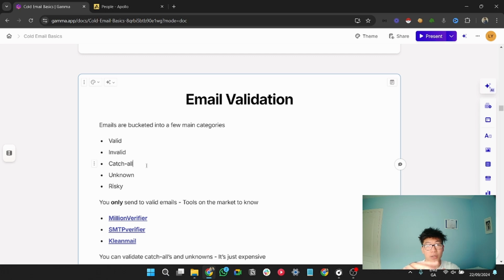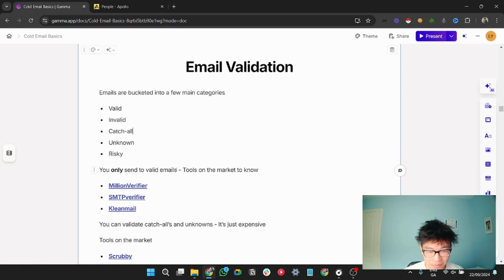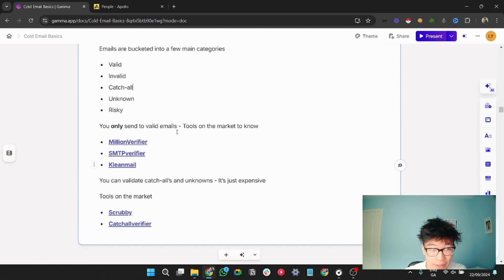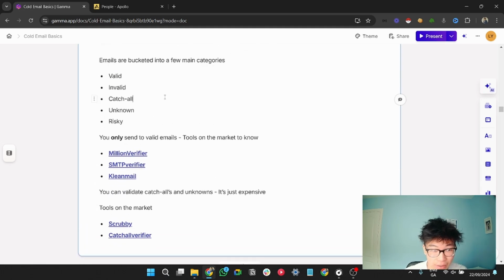And let's say liam@mtos.com is shut down or they've quit the company or something like that. That's really a problem. So you only send the valid emails. You need to understand this. You only send the valid emails. Please understand this. You'll ruin your emails.